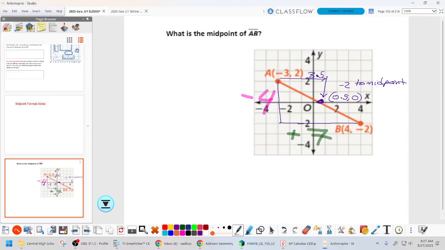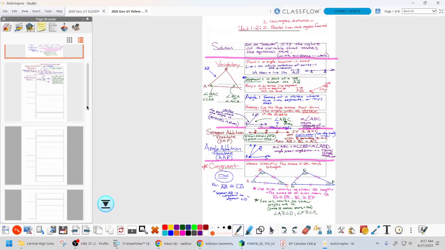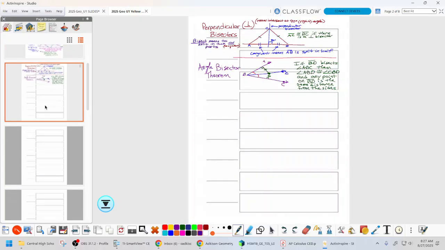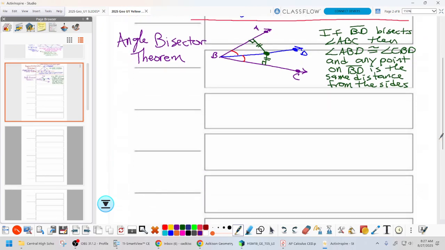But it is kind of helpful if I don't give you a graph to be able to just plug points in. So I'm going to show you that formula and then show you how we can twist it a little bit by asking a different question in terms of solving.